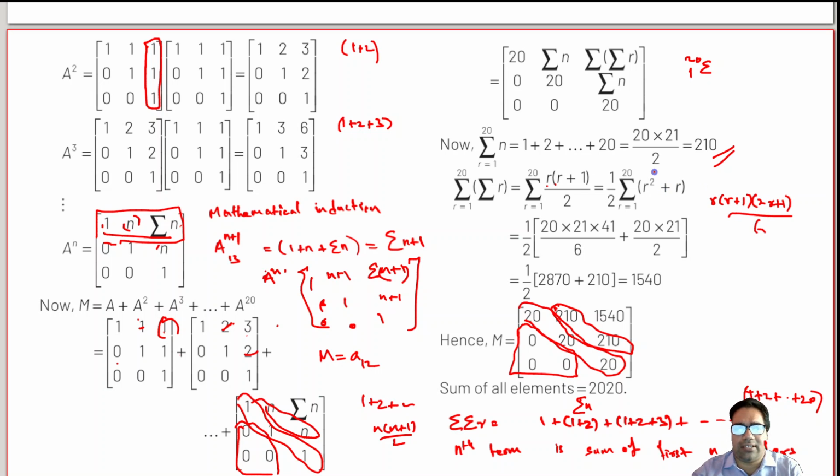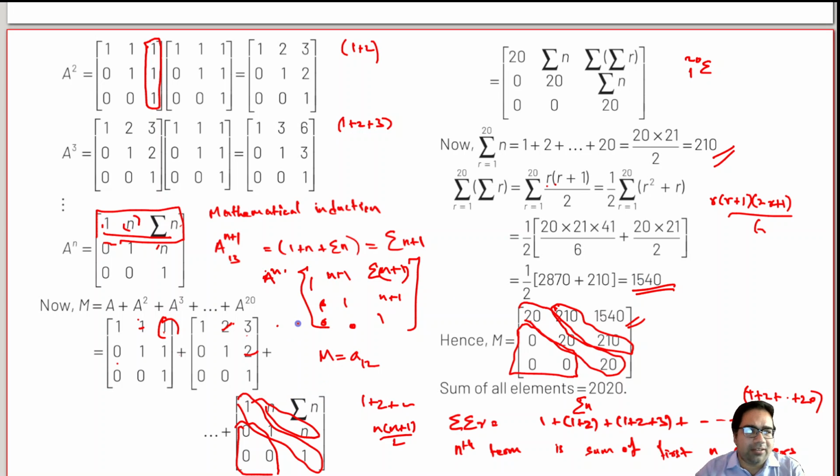This is the sum of squares of first n natural numbers. Here we have 20. So 20 into 21 into 2 times 20 plus 1, that is 41, by 6, plus sigma r, which is nothing but 20 into 21 by 2. And this half is anyway outside. If we simplify this, this becomes 1540. That is our number. Right.